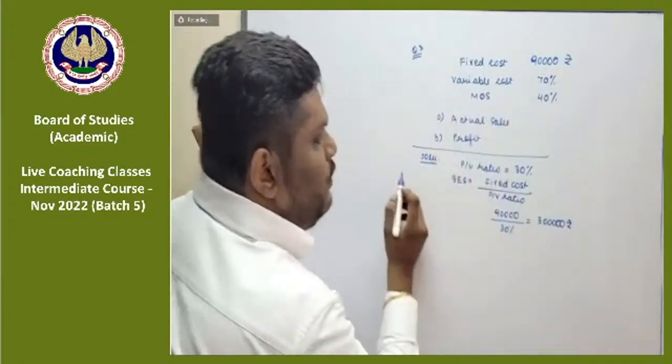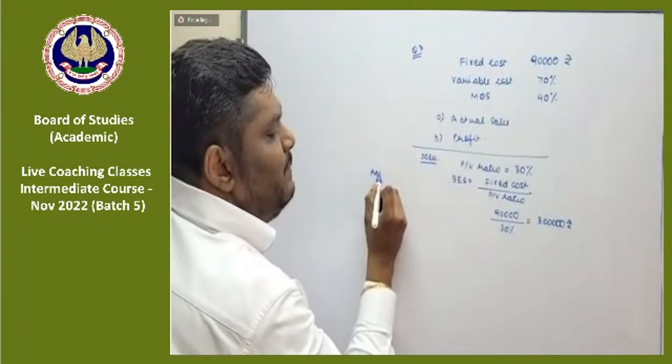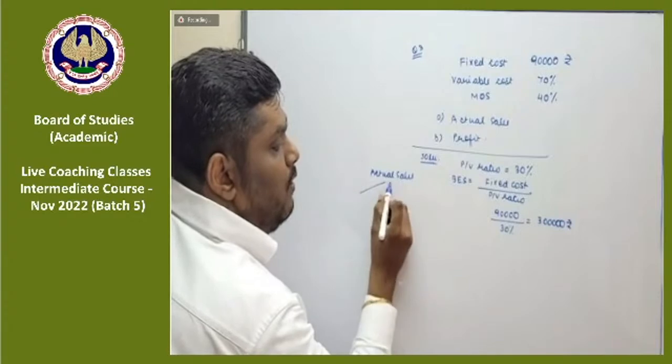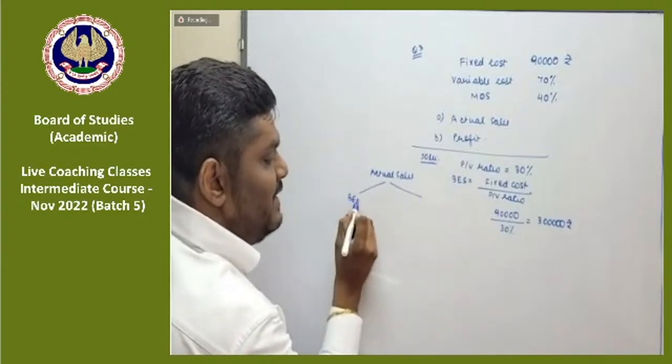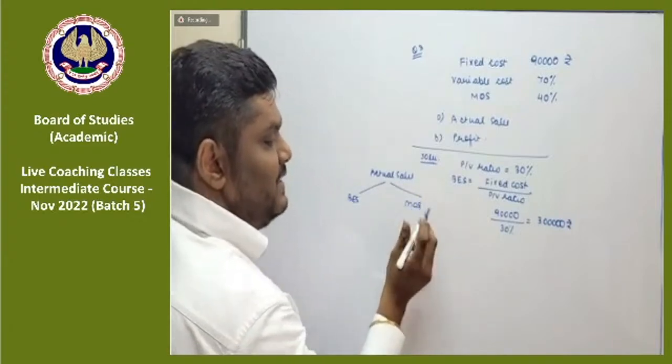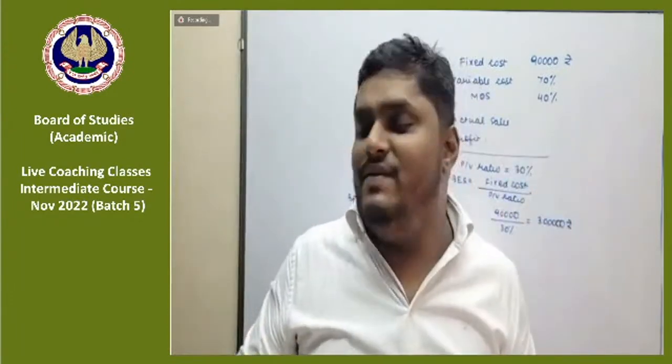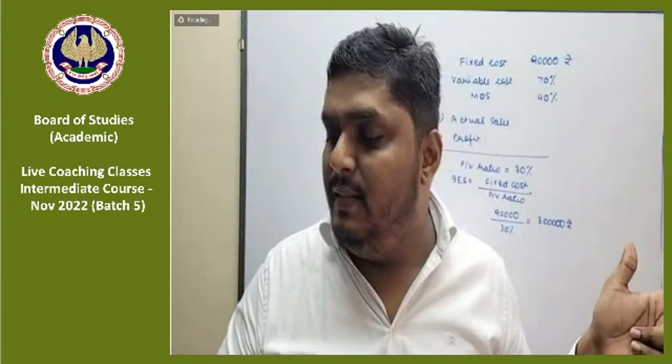Now, as I told you guys, actual sales can be divided into 2 parts. That is break-even sales and margin of safety sales. As the formula itself we discussed, actual sales minus break-even sales is margin of safety.